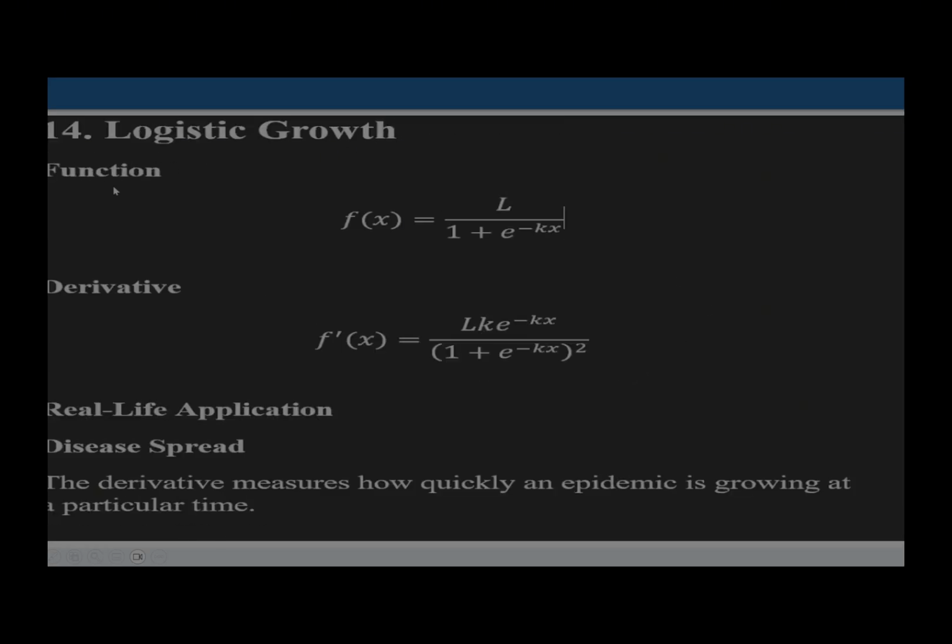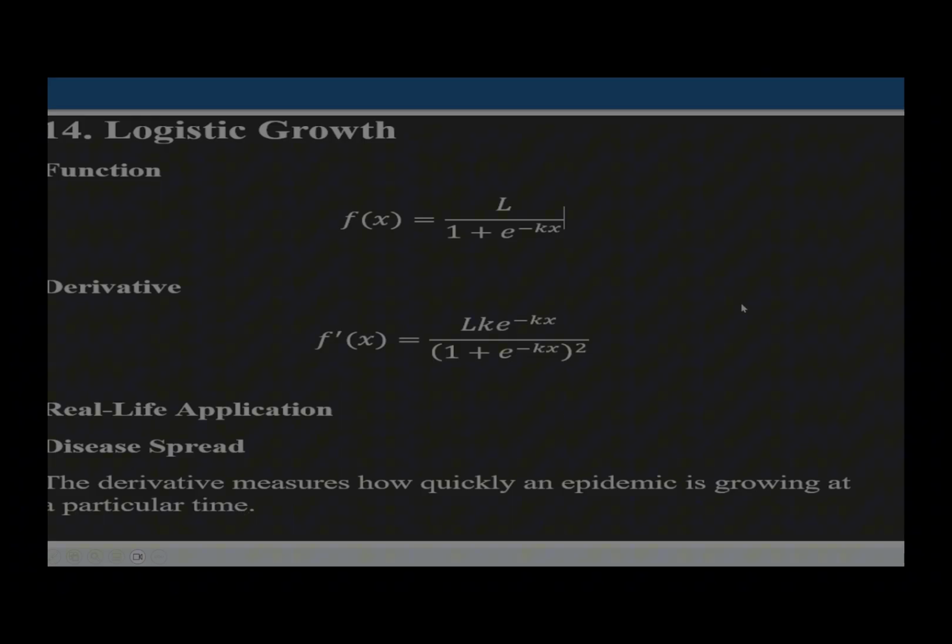Okay, logistic function, like f(x) equals ln x. The derivative of the log is very complicated. You can put it into my program, and it will work out and explain to you step by step how to get it. All the functions will be explained in my program. All right, real life application with disease spread. The derivative measures how quickly an epidemic is growing at a particular time.